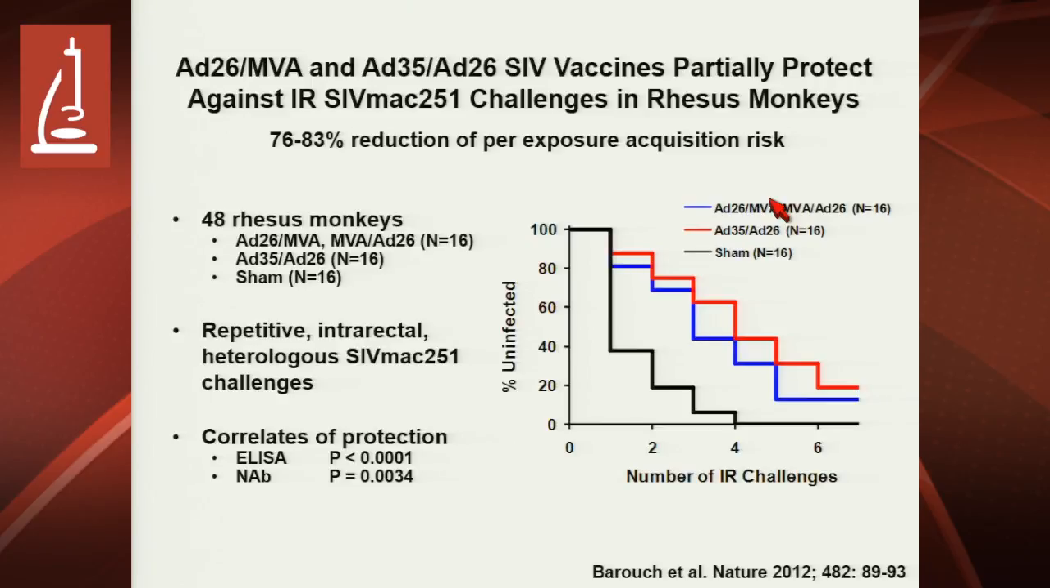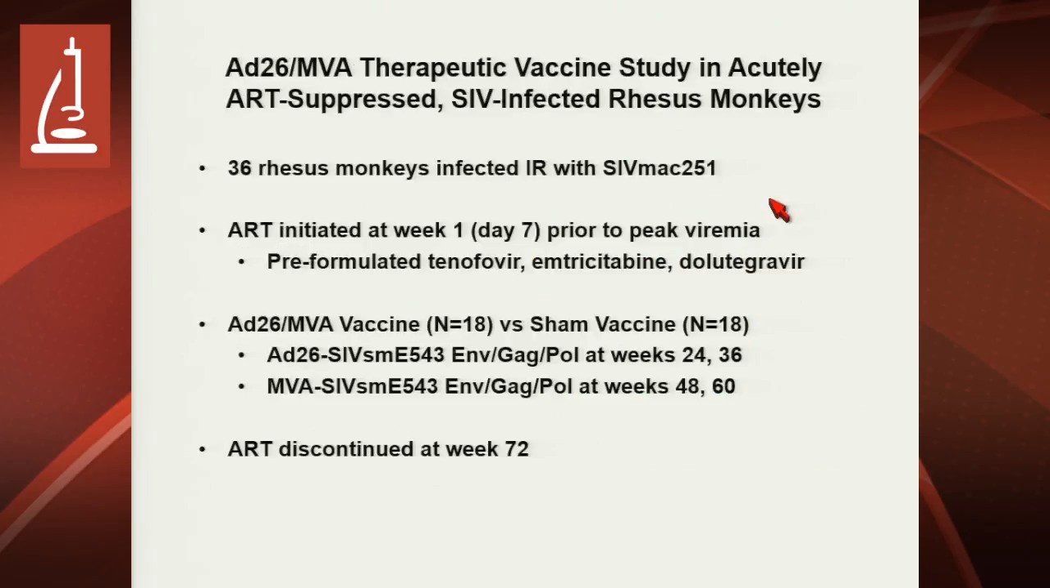So the vaccine that I'd like to introduce you to is an Ad vector prime followed by an MVA boost vaccine that showed at least a partial degree of efficacy as a prophylactic vaccine in Rhesus monkeys. In a more recent study, we explored whether the same vaccine might have therapeutic potential in acutely ART-suppressed SIV-infected Rhesus monkeys. So in other words, in an animal model where we can control the virus sequence at input, the timing of antiretroviral initiation, and the relative sequences that are used.